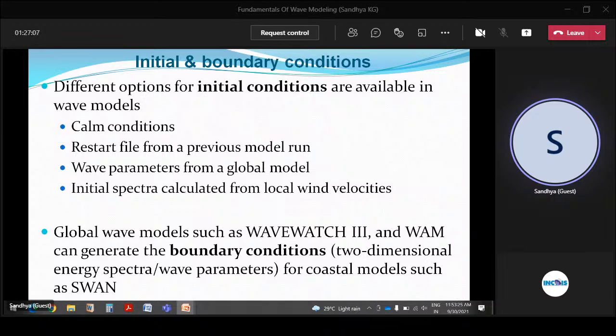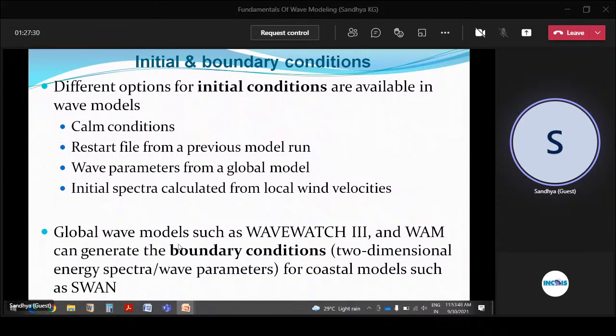Now there are two other options. We can give wave parameters from a global model as the initial condition, or the initial spectra is calculated from the local wind velocities. This is also another option in most of the wave models. So this is not specific to any model, and from model to model there might be slight changes.